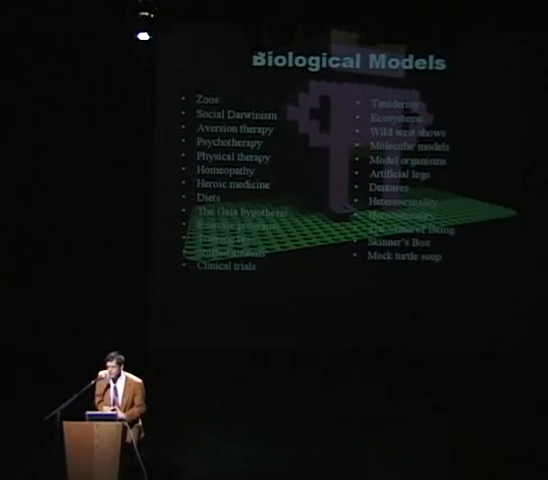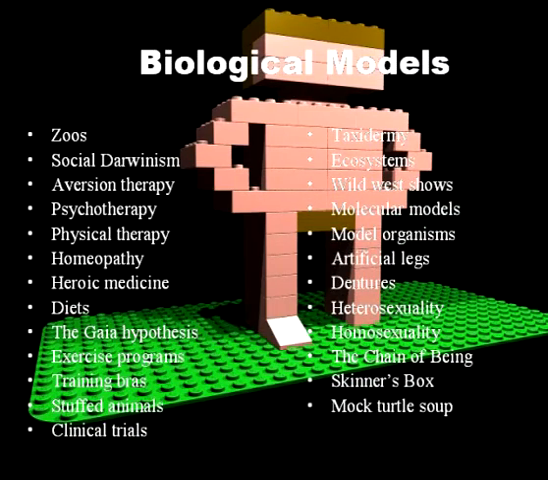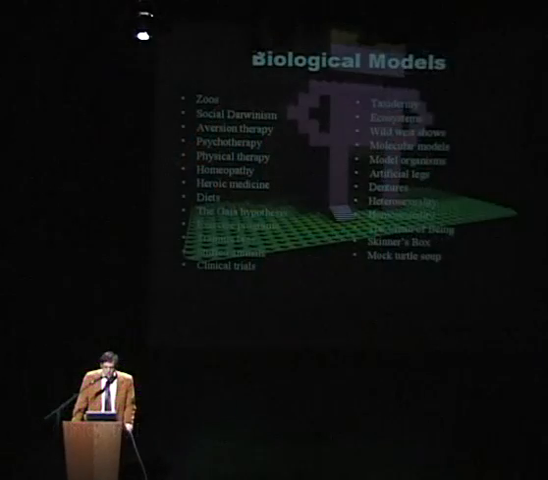So passing from people, let's talk about biological models more generally. Of course, you've got zoos, social Darwinism, that sort of a biological model transposed to a person model, aversion therapy, psychotherapy, physical therapy, homeopathy, heroic medicine, diets, the gay hypothesis, and this is another model that we'll come back to and use later on when we're analyzing models.